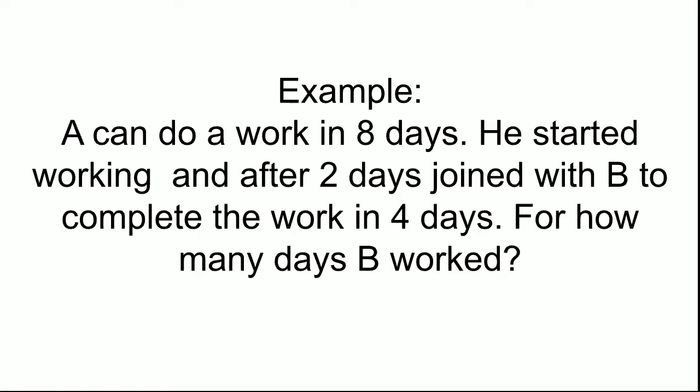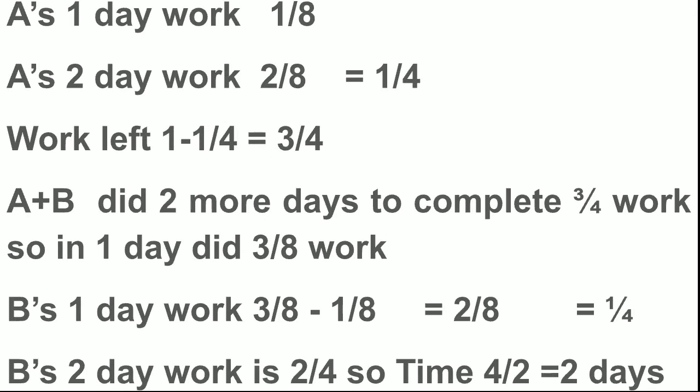Another example is here. A can do a work in 8 days. He started working and after 2 days joined with B to complete the work in 4 days. For how many days did B work? Here I have shown A's 1 day work 1 by 8, A's 2 day work 2 by 8, which means 1 by 4. So work left is 1 minus 1 by 4 equals 3 by 4.